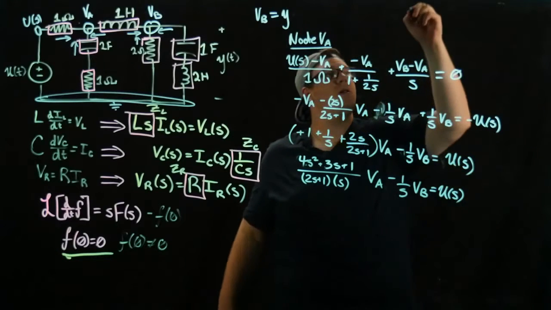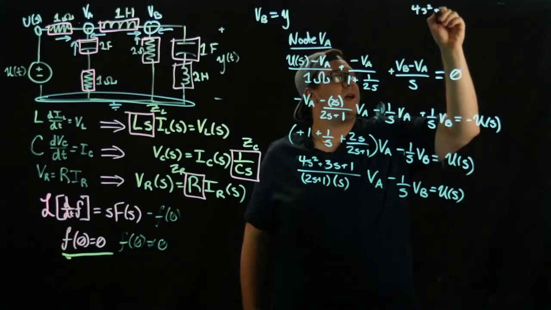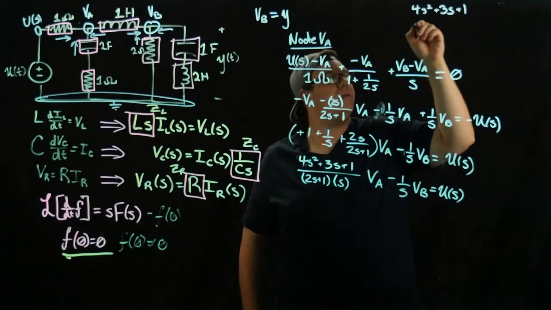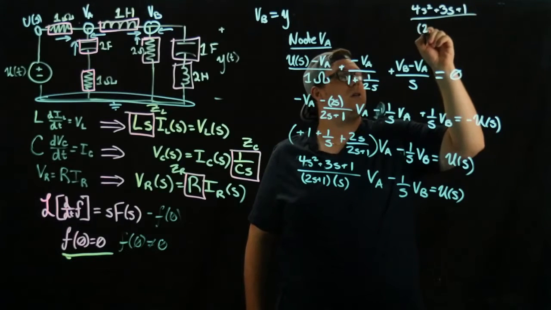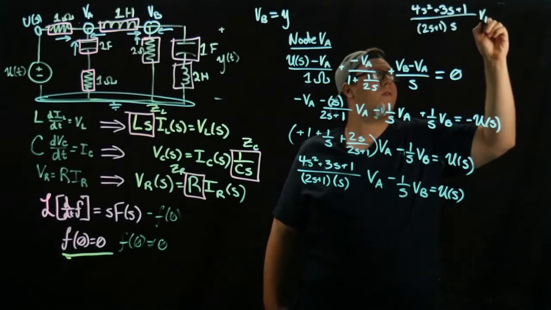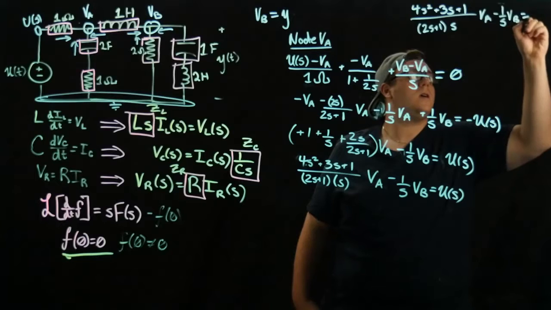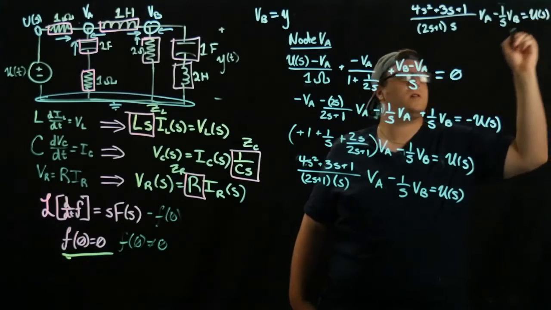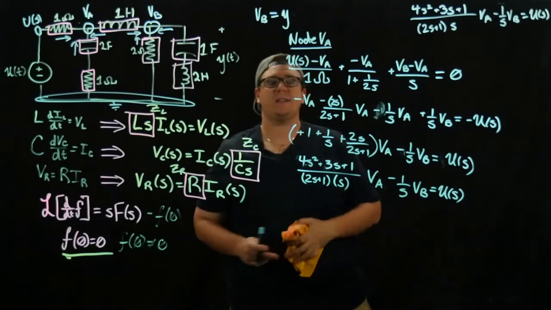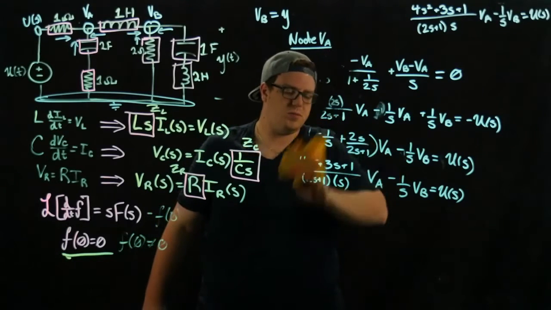So we have 4s squared plus 3s plus 1, all divided by 2s plus 1 times s, VA minus 1 over s VB is equal to u of s. So we're going to remember that one, and then we're going to clear up some space, and we're going to do node B. So clearing up some space very quickly.